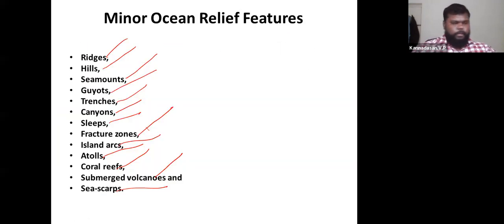So what you guys do is go for a break and come back. Then we'll see the major relief and minor relief features.